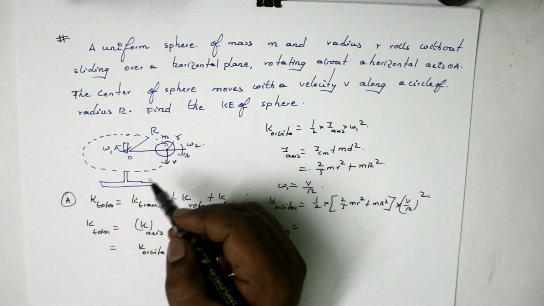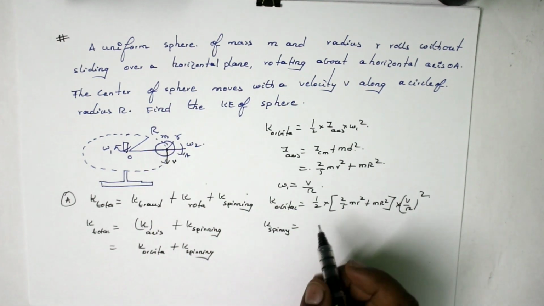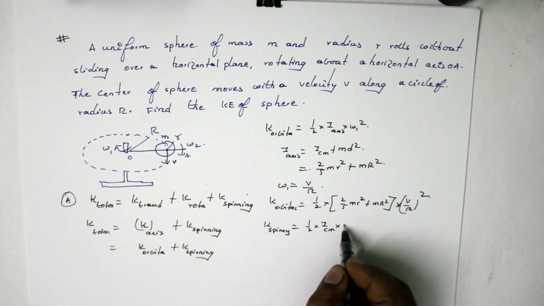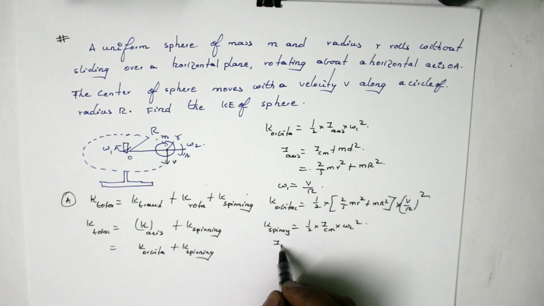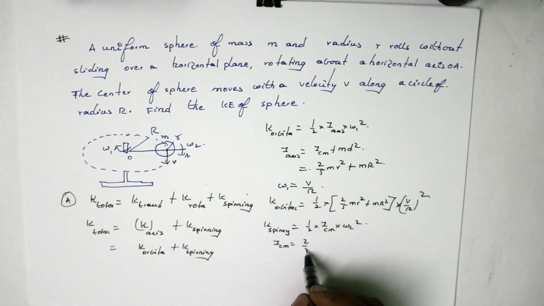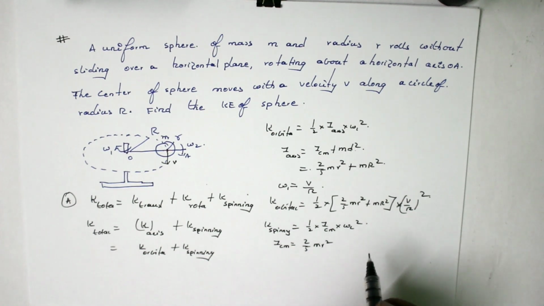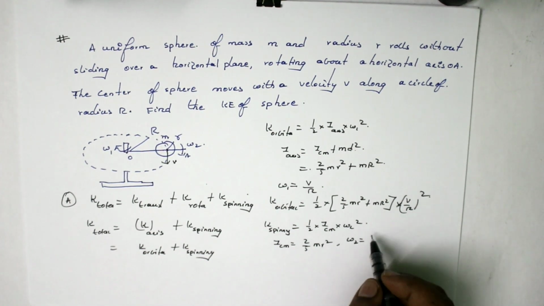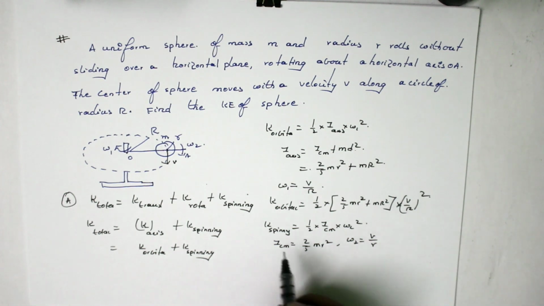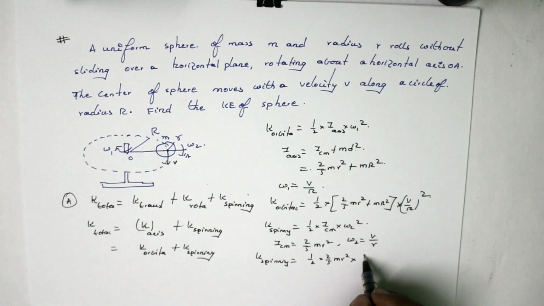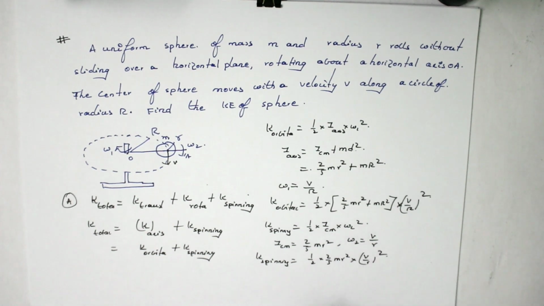Now this sphere is rotating around its own axis, around the center of mass. So therefore I can write half into I center of mass into omega 2 square. So I center of mass equals 2 by 5 m small r square, because small r is the radius of this sphere, and omega 2 can be written as v by small r. So therefore K spinning equals half into 2 by 5 m small r square into v by small r whole square.